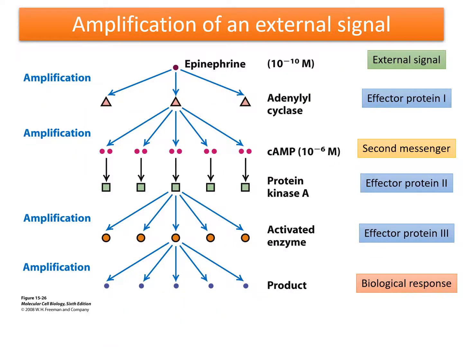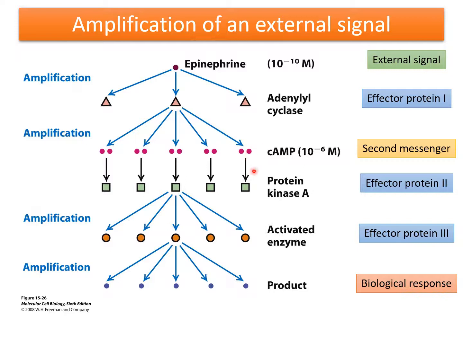So on this slide, we can see a simplistic cartoon diagram of how this amplification and signaling cascade works together. In this example, we have epinephrine, which is our external signal, which then activates 3 adenyl cyclases, which then activates about 10 cyclic AMPs as a second messenger. And in terms of test questions or things that you may see on the board, cyclic AMP is the quintessential second messenger that you'll see come up.